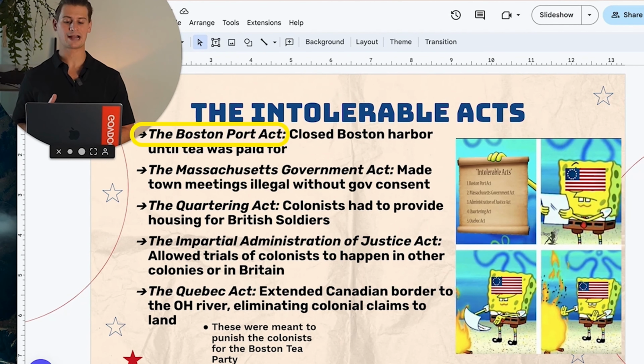Now, here's a list of some of the Intolerable Acts. You have the Boston Port Act, which closed Boston Harbor until the colonists repaid the tea that they spilled into the harbor. You have the Massachusetts Government Act, which made town meetings illegal. You have the Impartial Administration of Justice Act, and you have the Quebec Act.